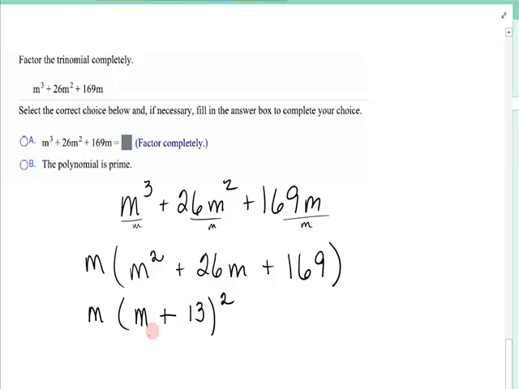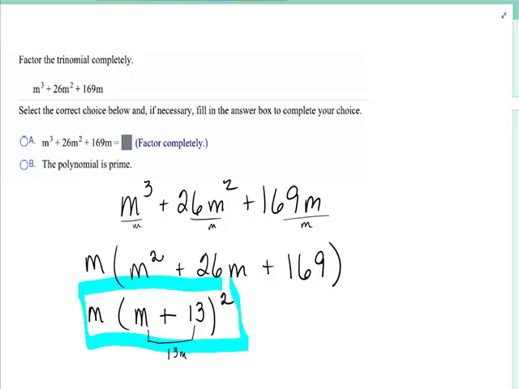Let's see if this makes 26. Multiply them for 13m, double it for 26. You need to have all of this as your answer. Now, if perfect square trinomials give you trouble, remember that you can always use trial and error, and it will work as well. Okay, try to recognize your perfect square trinomials.